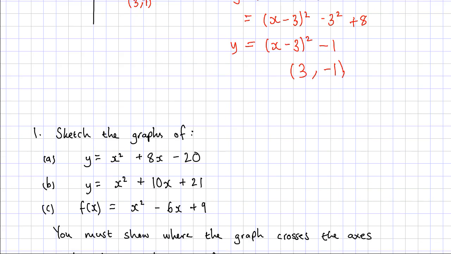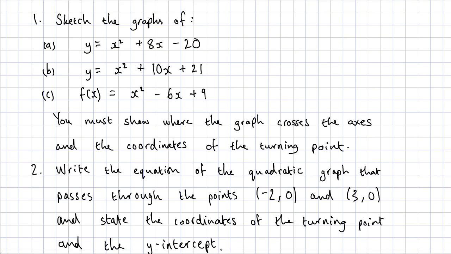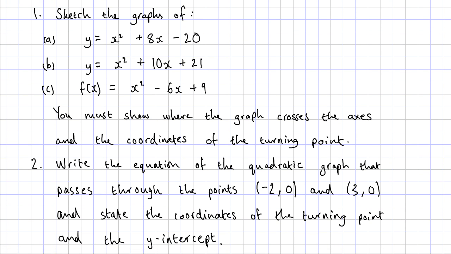Now here are some questions for you to try. So I'd like you to sketch the graphs of these, and then you must show where the graph crosses the axes and the coordinates of the turning point. And here in question 2, you have to write the equation of the quadratic graph that passes through the points minus 2, 0 and 3, 0. And also you have to state the coordinates of the turning point and also state the coordinates of the y-intercept. So do that and then bring that to the lesson.